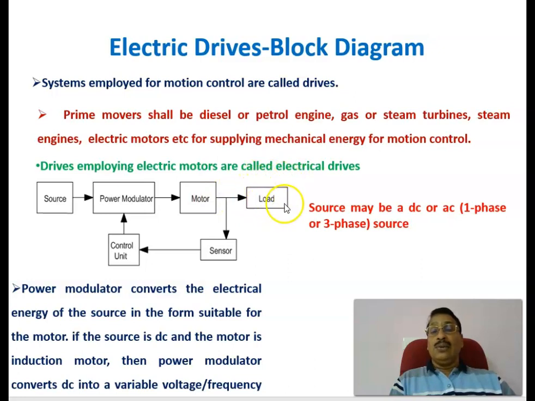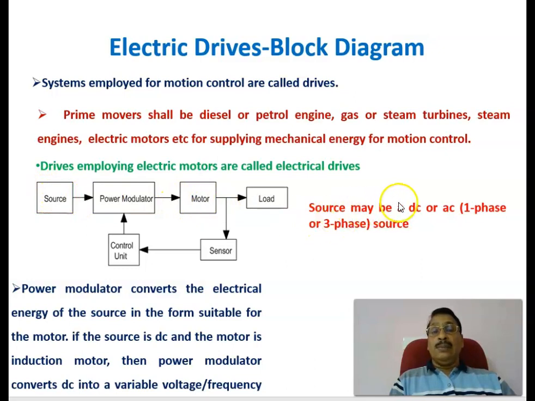This is a mechanical load that is connected, and there are sensors sensing the speed of the motor or the rotor position, etc., and that is fed back to the controller, and the controller will be giving the switching signal to control the power modulator in order to have a controlled power flow between the source and motor.